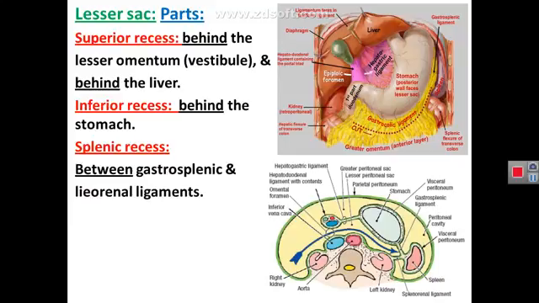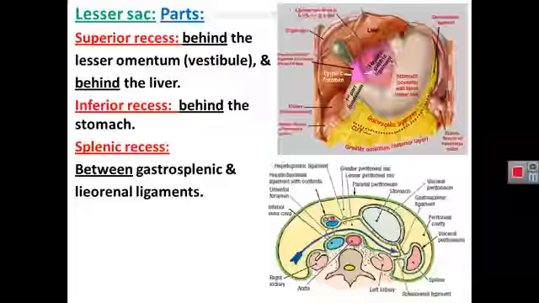The lesser sac, or the omental bursa, is described to have three recesses. The recess behind the stomach is called the inferior recess, while the recess behind the liver and lesser omentum is called the superior recess. Inside this superior recess, the space behind the lesser omentum only is called the vestibule of the superior recess, or vestibule of the omental bursa or lesser sac. And the space behind the gastrosplenic and lienorenal ligaments is called the splenic recess of the lesser sac or omental bursa.